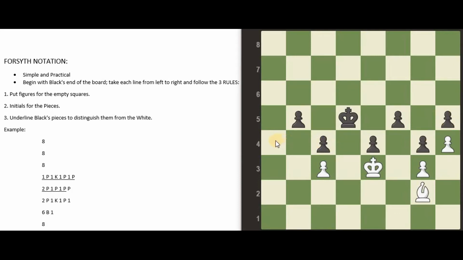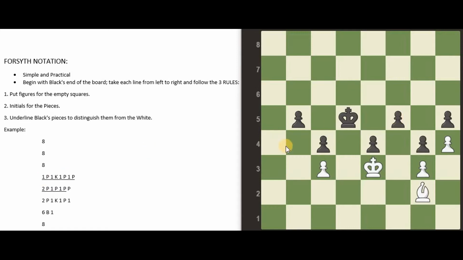Now considering this 4th row, as we move from left to right, we get 2 squares empty, so we write 2. Now since the squares are occupied by the black pieces, we have to use the third rule over here, that is we have to underline the black pieces to distinguish them from the white. So we have underlined the black pieces over here in this way, which distinguishes them from the white.